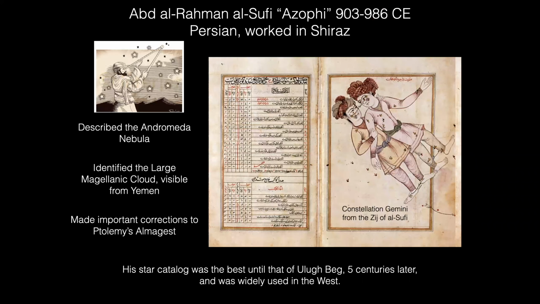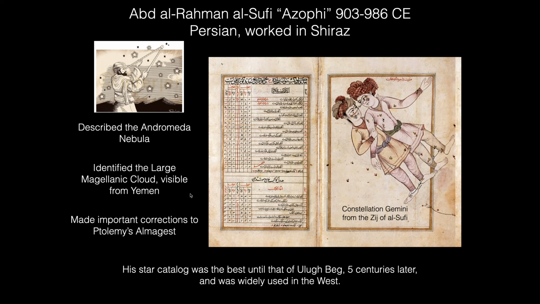Then there was As-Sufi, who was known in the West as Azophi, another Persian who worked in Shiraz. He was the first person to describe the Andromeda Nebula, which is kind of surprising because the Andromeda Nebula, after all, is visible to the naked eye, and Ptolemy must have noticed it. But I've looked extensively through Ptolemy's Almagest and do not find a mention of a cloud of stars or a cloud of fuzzy stuff in the vicinity of the Andromeda constellation. He also identified the Large Magellanic Cloud.